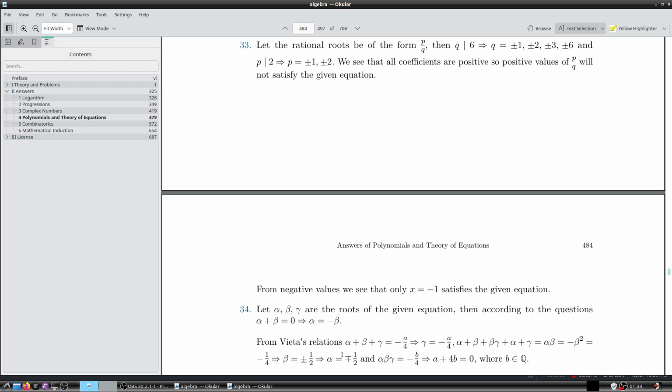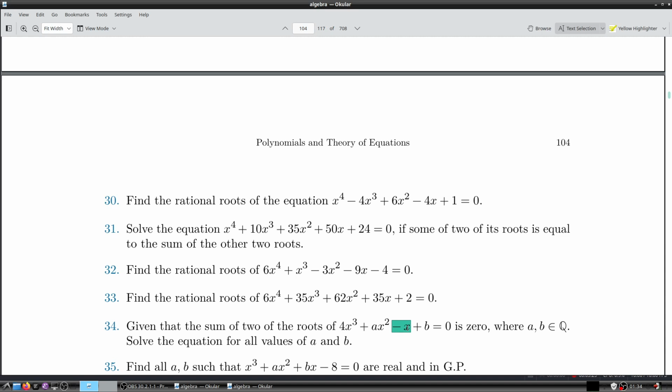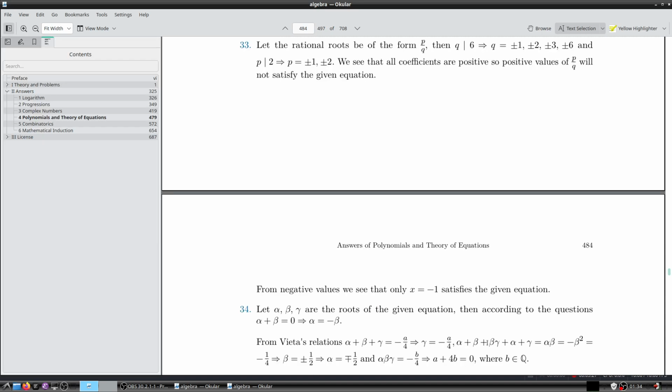Okay, minus 1 by 4 we are doing. We are taking the product of 2. So this should be the product of 2, alpha beta into beta gamma into alpha gamma, and that would be equal to minus 1 by 4. So this is the product of two roots, product of two roots. So this is alpha beta into beta gamma into gamma alpha.